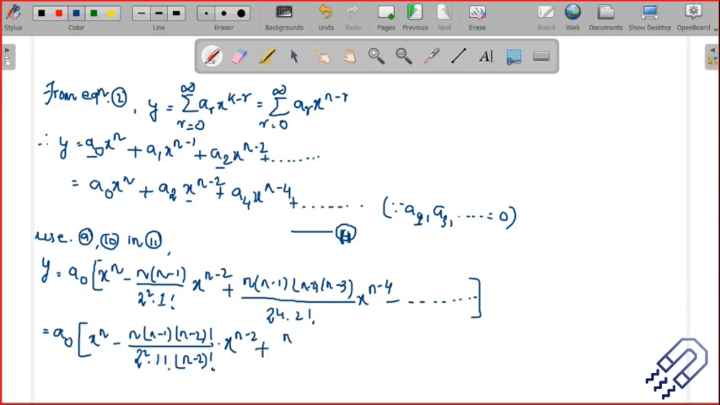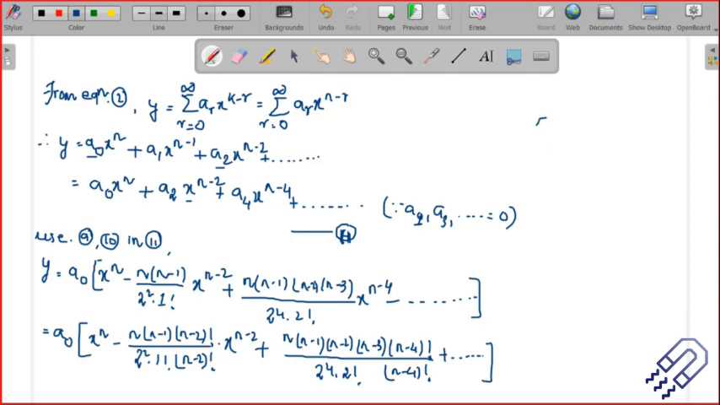Similarly here also we can write down as n minus 1, n minus 2, n minus 3, and here I can include an additional term which is n minus 4 factorial. Since I've multiplied with n minus 4 factorial, let's divide by n minus 4 factorial so that the result remains the same. 2 to the power 4 into 2 factorial and so on.